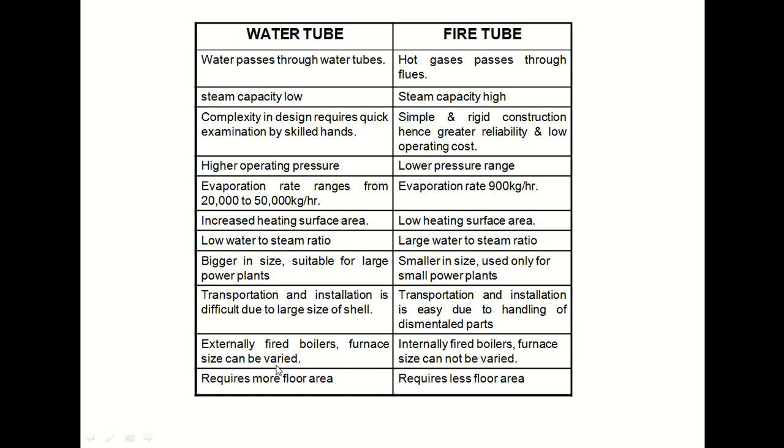In externally fired boilers, furnace size can be varied. So this is the point of the water tube boilers. And fire tube boilers are internally fired boilers, so furnace size cannot be varied. So this is a fixed one. And water tube boiler requires more floor area because its size is so much larger, and fire tube boiler requires less floor area. So these are the main differences between water tube boilers and fire tube boilers.